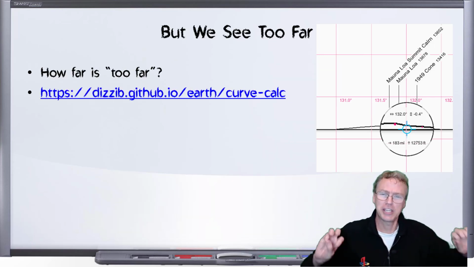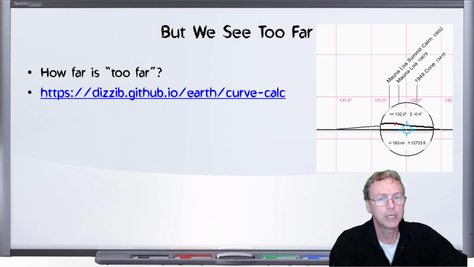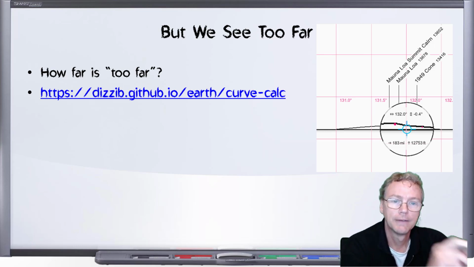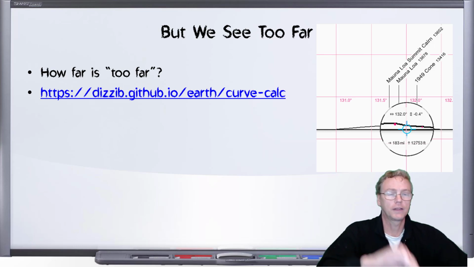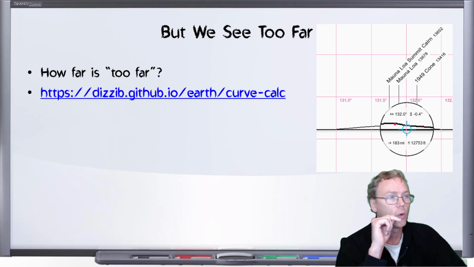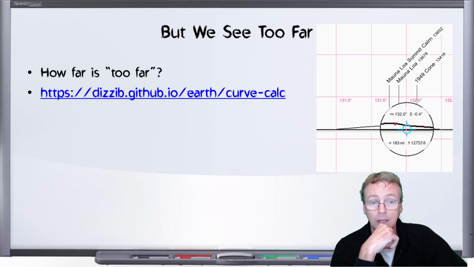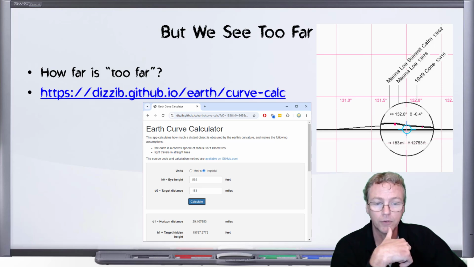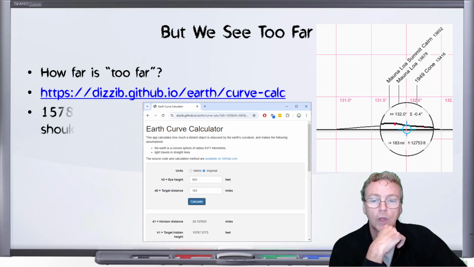Okay, and the immediate response is going to be, but we see too far. This 12,700 feet, that is wrong. That is incorrect. So we're going to go to this curve calculator, and I've just got a screenshot. Let's just go straight to the screenshot here. Go into this curve calculator. There's a link for it, and punch in the height that Peakfinder has for that location, which is 565 feet, and the distance it's showing us is 183 miles.